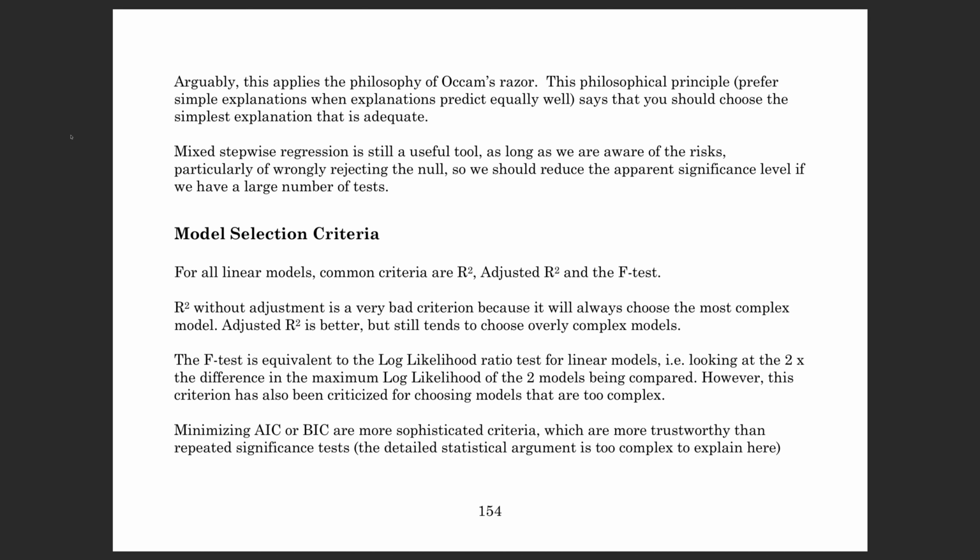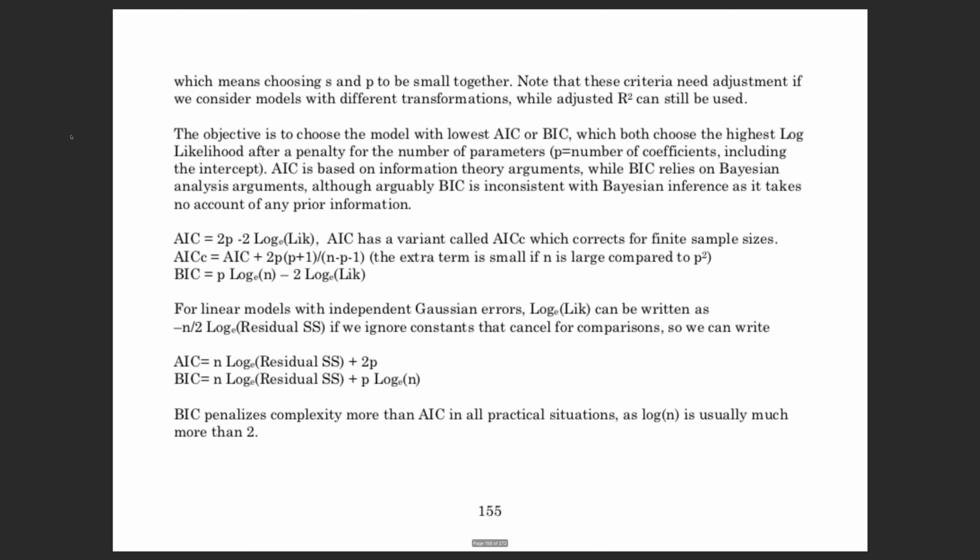These are more sophisticated criteria which are more trustworthy than repeated significance tests. I'm not going to take you through a detailed statistical argument for AIC and BIC, but they're basically choosing S and P to be small together. So these criteria may need adjustment if we're considering models with different transformations. One nice thing is adjusted R squared can still be used for comparing models with different transformations.